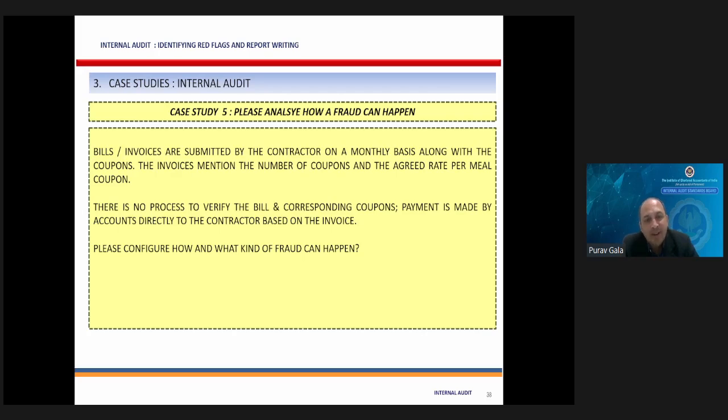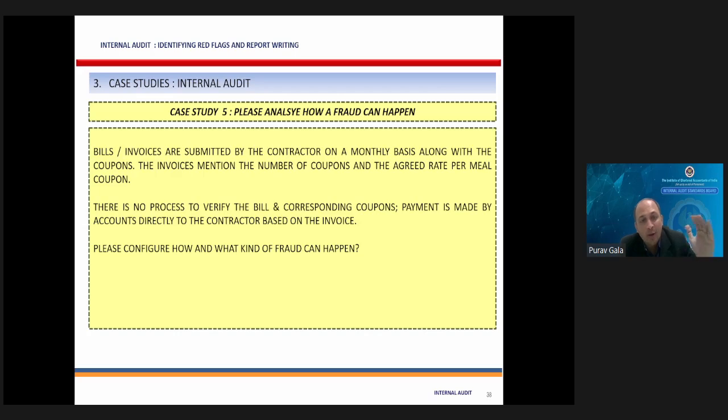Okay. So in this case, what has the contractor done? He himself got the coupons printed, apart from those from employees, and that's how he played a fraud on the company. How did we find out? In this existing framework there was no process, so we analyzed it from that perspective.